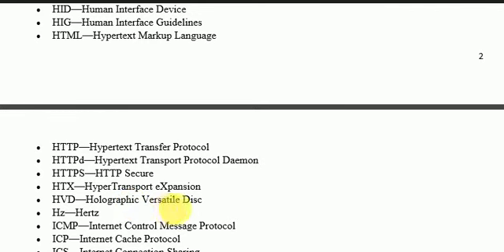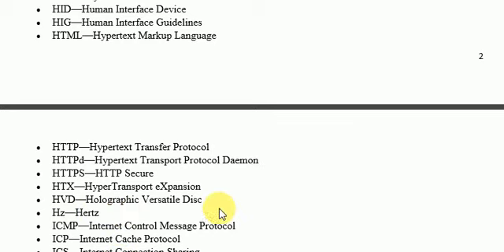HVD, holographic versatile disk. We know very well CD, it's a compact disk. DVD is a digital versatile disk, or we can say digital video disk. Similarly HVD, it's a holographic versatile disk. This is a very important point, because on HVD no question has been asked in any NET and SET. It is important for future examinations.